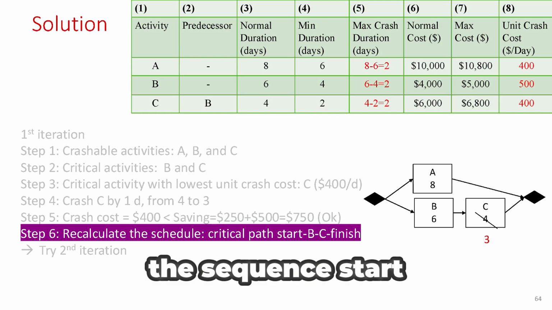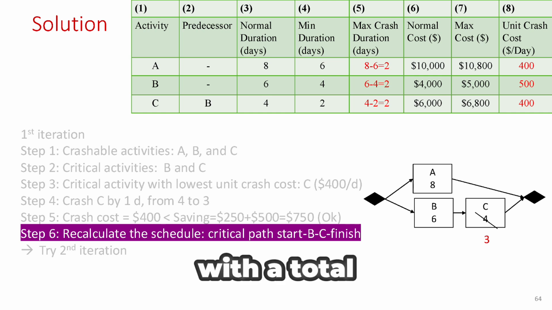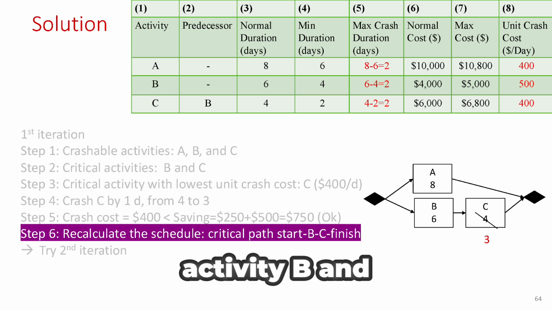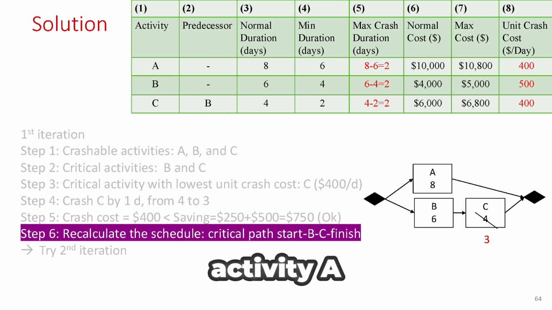We find that the sequence start, B, C, finish remains the critical path, with a total duration of 9 days, 6 days for activity B, and 3 days for activity C, which is longer than the 8-day path through activity A. Now we move on to the second iteration.